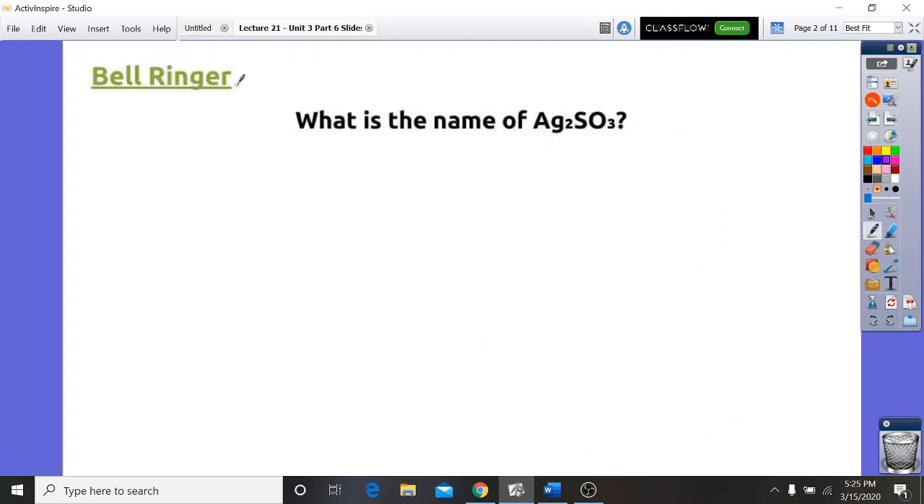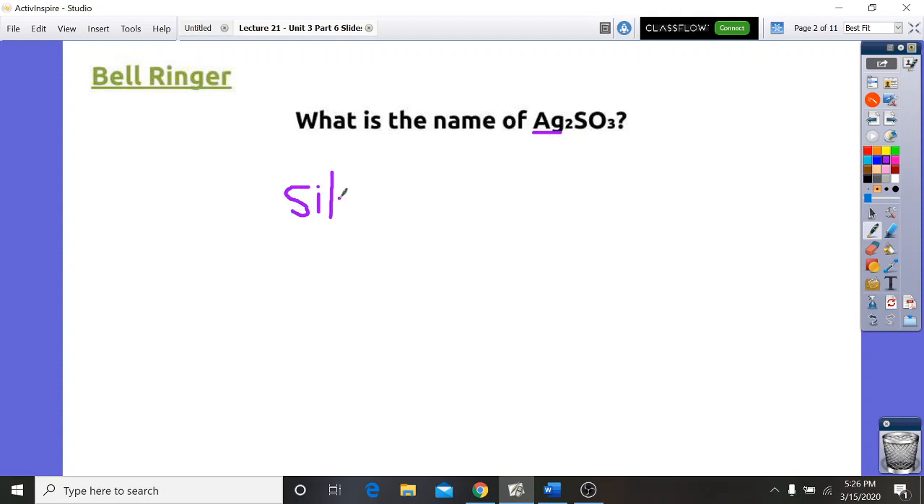Here is your bell ringer. What is the name of Ag2SO3? Well, first, I'm going to look here and notice that this is a metal, and it's a special metal because it's a transition metal. So that means something. It means that I can't just write its name. I have to write its name and a Roman numeral. The name of Ag is silver. So I know that part so far.